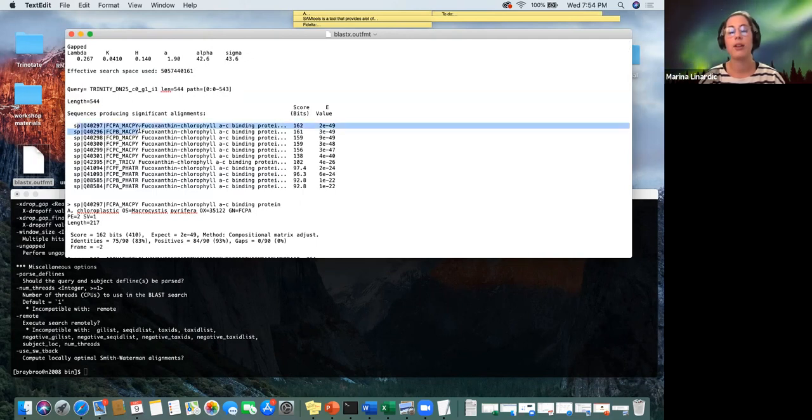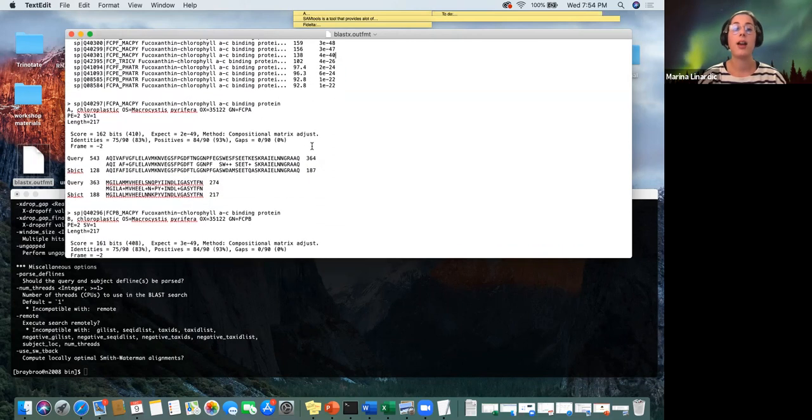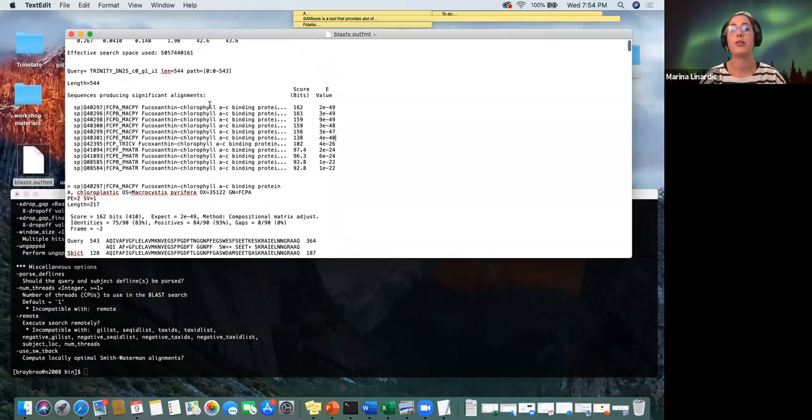So you have the UniProt name, you have the score. Here, 0 would be the best, because it means that more nucleotides are aligned. And this is the e-value. 0, of course, would be the best. And then this is outfmt 0, which is my favorite because it really gives you all the information. So kind of a comprehensive list.